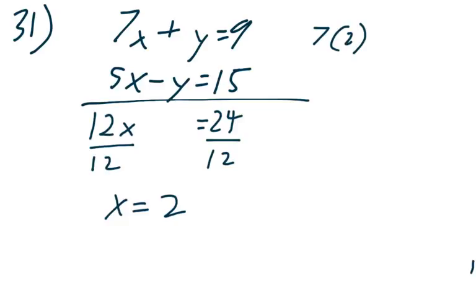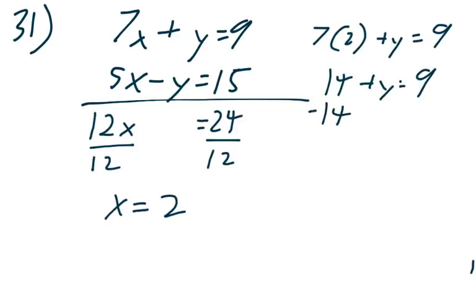I'm going to plug it back into either equation. I'm going to use the top one, get the same answer either way. Subtract 14 on both sides, and y equals -5.